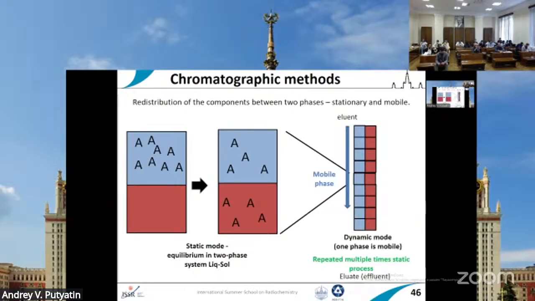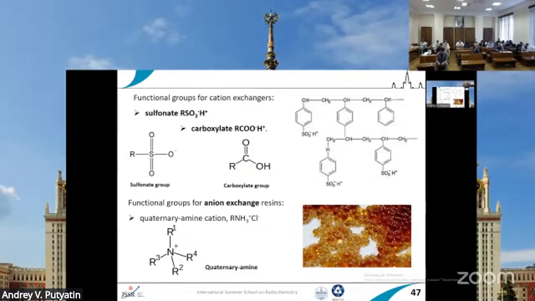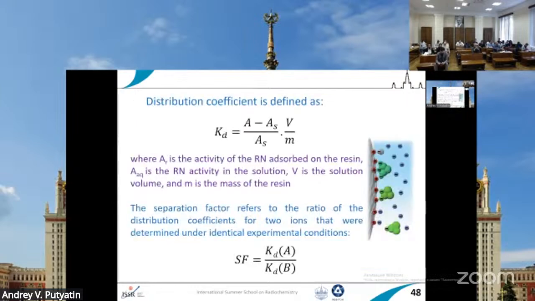So it is very efficient in the separation, but we cannot use it for large amounts of the radionuclide because we have very limited capacity of the sorbents. And in principle, we can use different types of sorbents, either organic sorbents that we call resins with different functional groups, or inorganic sorbents like zeolites or some others. And there are some parameters.